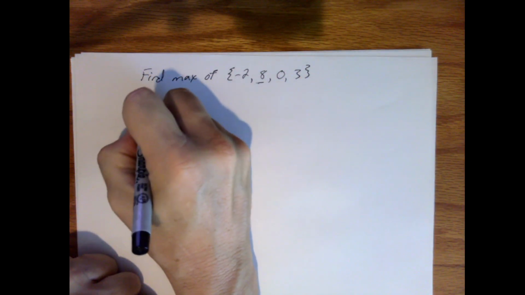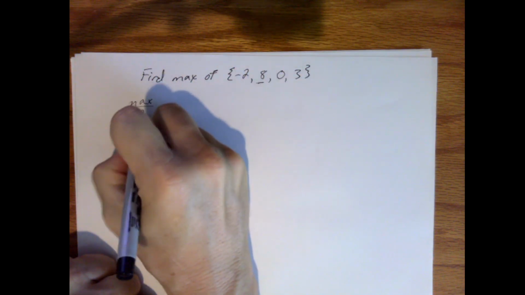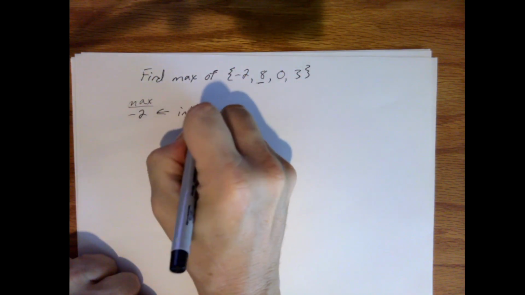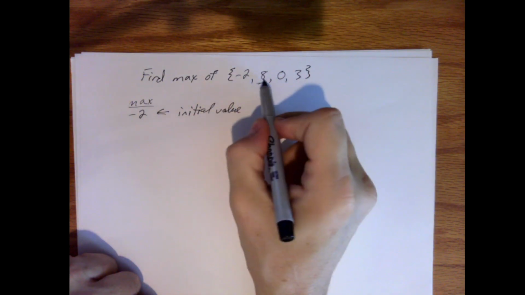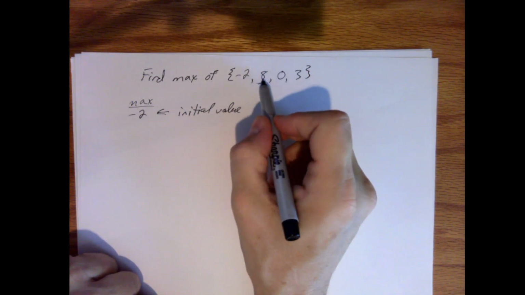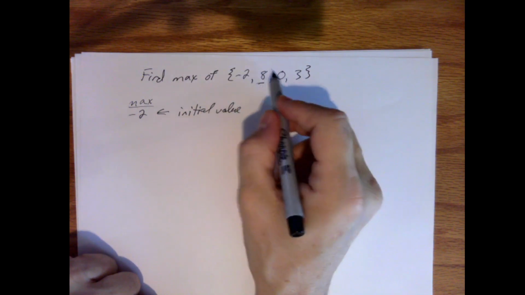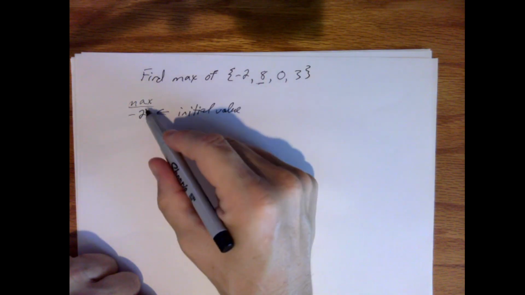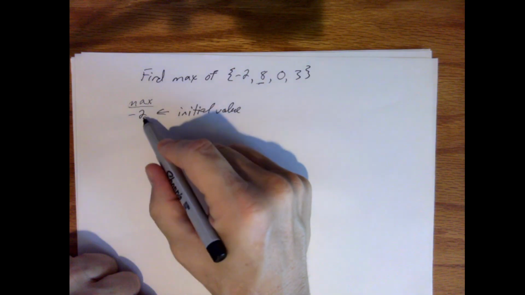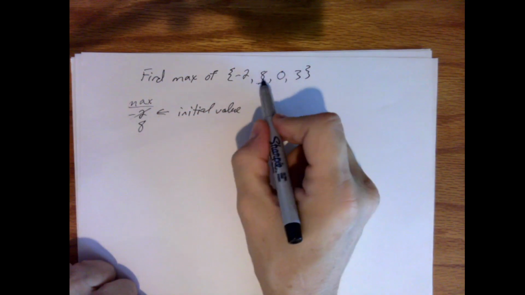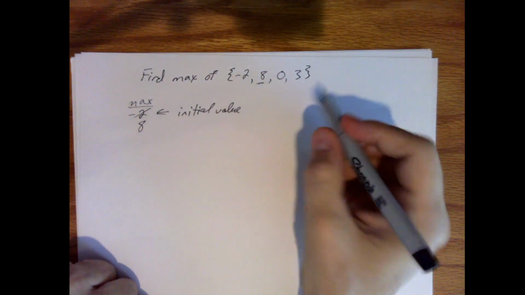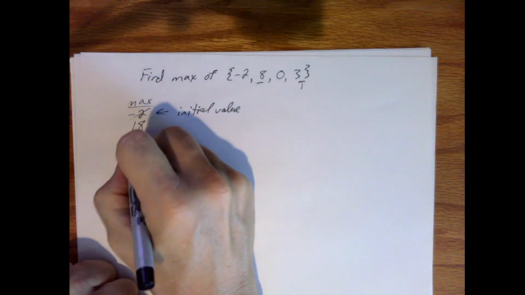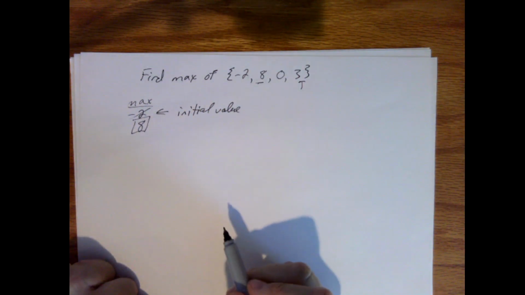So you might do something like this. You may say, okay, max initially is -2. So that's my initial value, because that was the first one I saw. And now I'm going to look at the next number. And for each number, I'm going to compare it to the current max. And if it's greater than that, then that becomes the new max. So I say, well, is 8 bigger than -2? Yes. So now 8 is my current max. Now I compare 0 to that. Is 0 bigger than 8? No. Compare 3 to 8. Is 3 bigger than 8? No. Now that I'm at the end of the list, whatever the last thing is my max. And that's what I have.